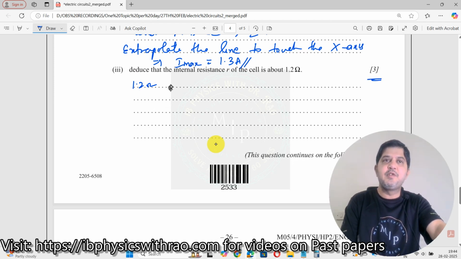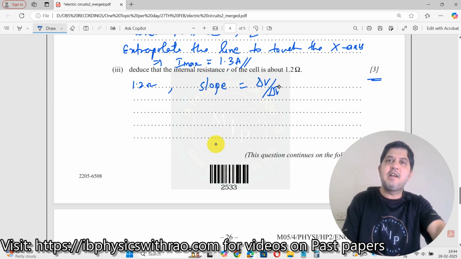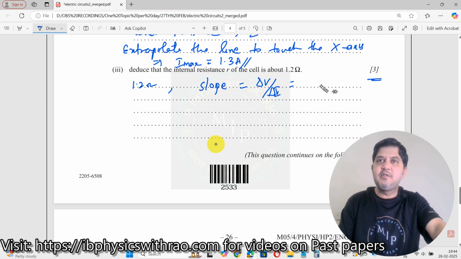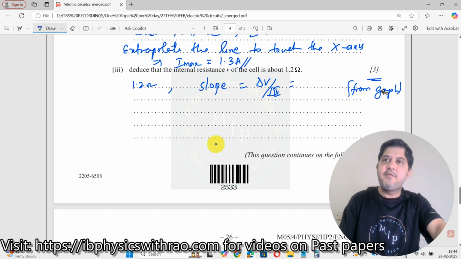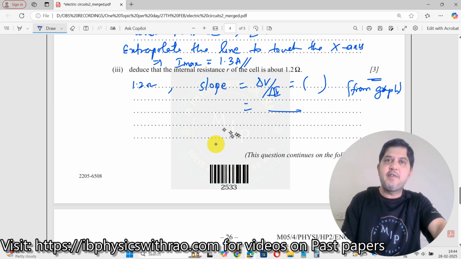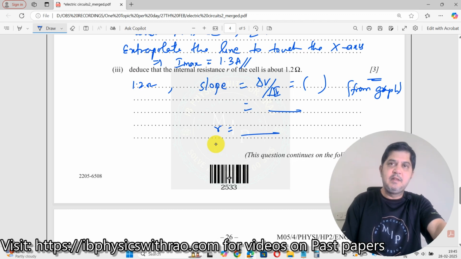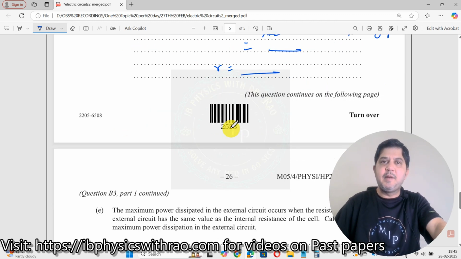So this is for 3 marks. Don't just write so much over here. You should write, slope is equal to delta V by delta I. Substitute the values from the graph. You can write down the values over here. Then you calculate this value and finally you say r is equal to so much. Fine. So this is your 3-mark question.